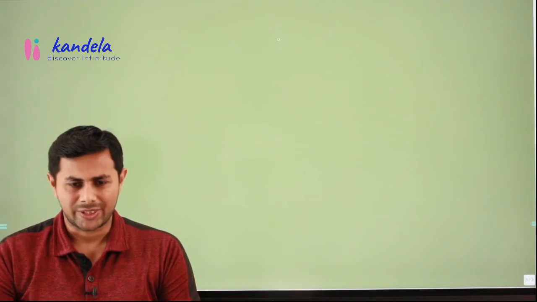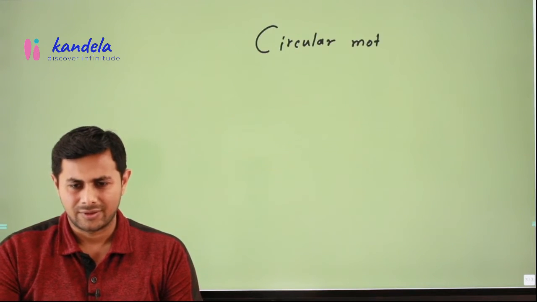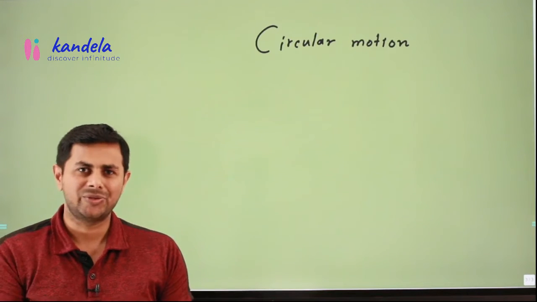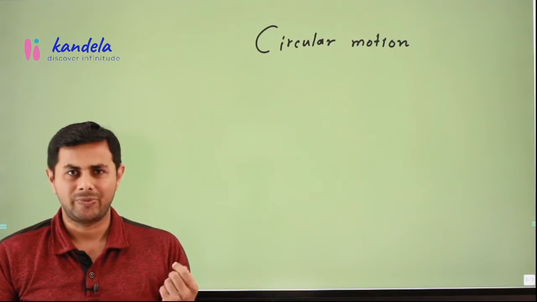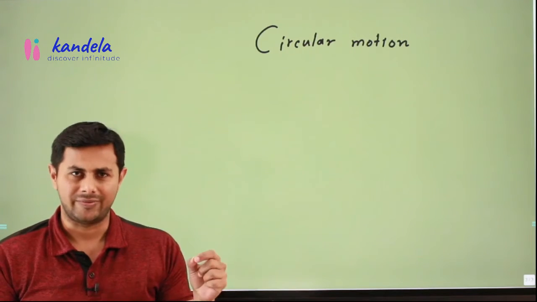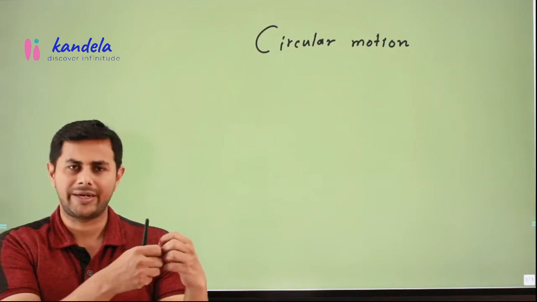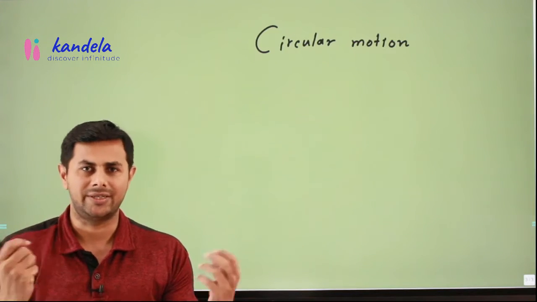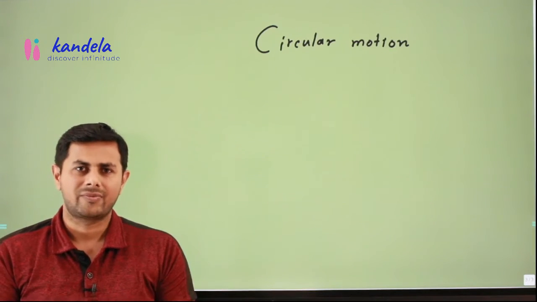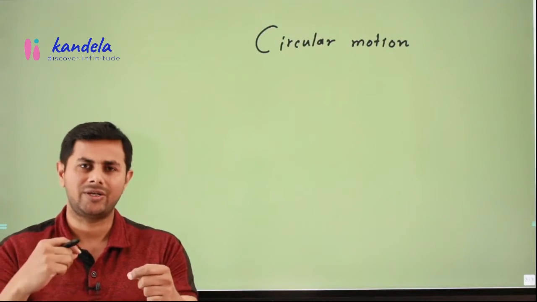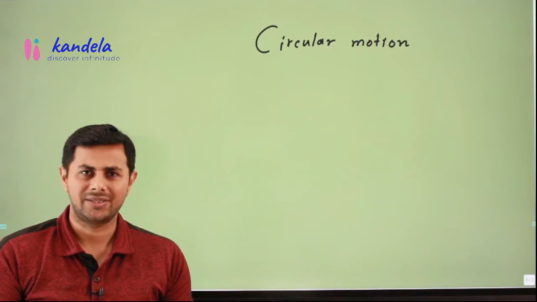So what is circular motion? Yes, of course everybody knows what circular motion is, but let us just define it. Circular motion is motion of a particle along the circumference of a circle. For example, let's suppose we take a stone, tie a string to it and whirl it in a circle. Then the motion of that stone will be circular motion. Another example is the motion of earth around sun. Actually it's elliptical, but approximately we can say it is circular motion.